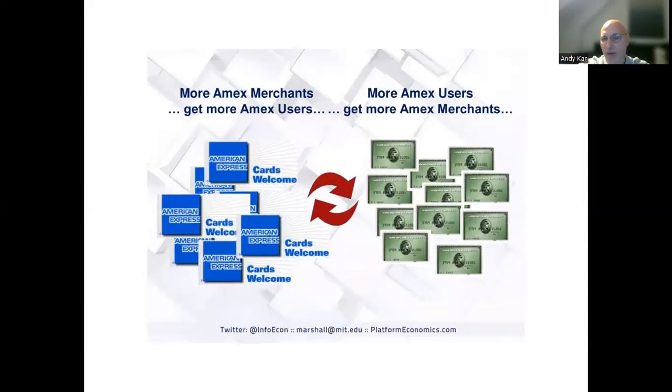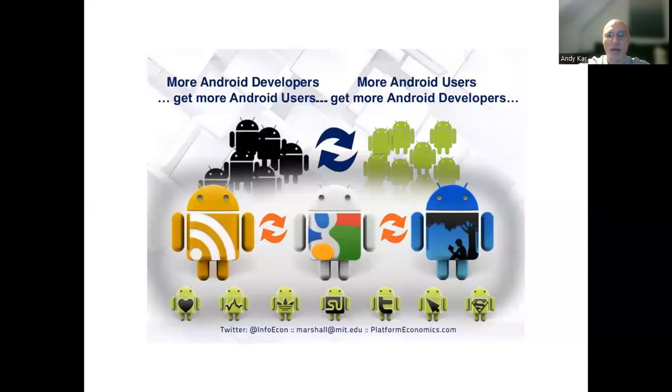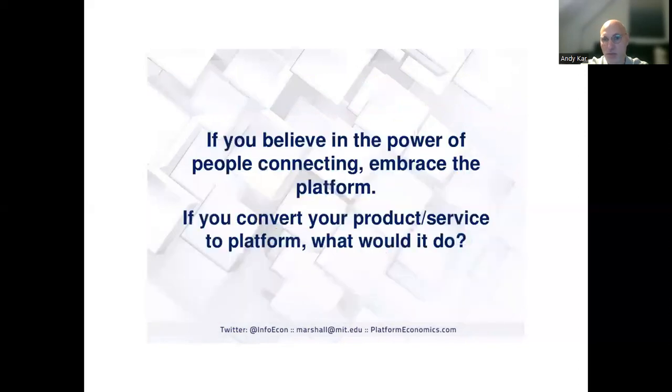Here we have the example of American Express. More American Express merchants get more American Express users. More American Express users get more American Express merchants. So since we have merchants that allow users to use the American Express, they get more users in that way. Since we have users that use American Express in order to buy products, these people are getting closer to American Express merchants. The same goes with the Android developers. More Android developers get more Android users, while more Android users get more Android developers. This is a two-way relationship.